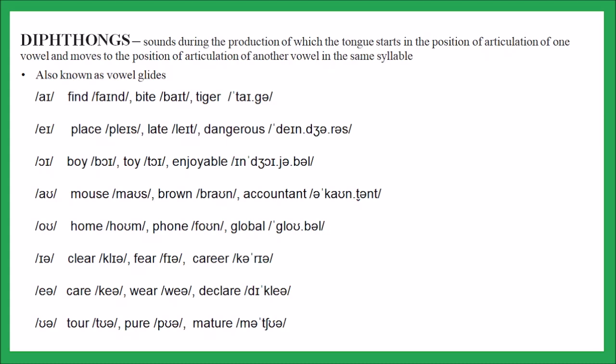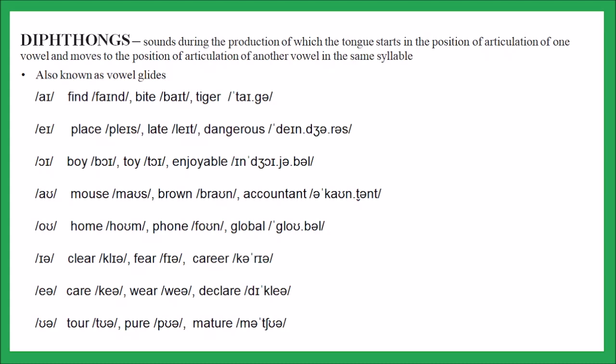And the final diphthong is oor. We begin with an oo and end in an oor, as in tour. We mispronounce this word TOUR, but it is not tour, it is tour. Then pure, PURE.